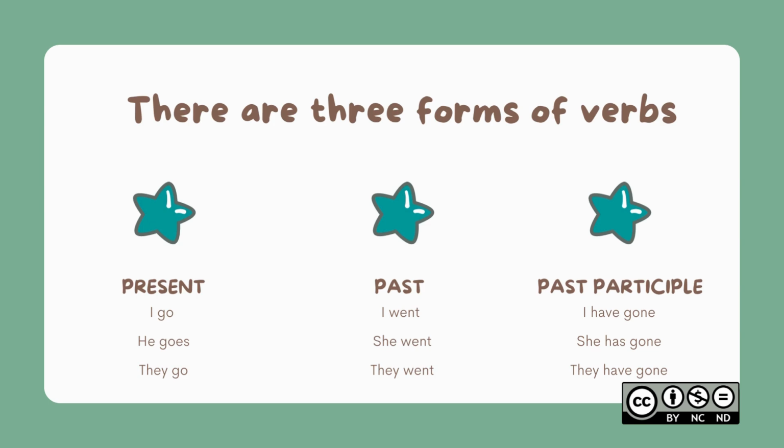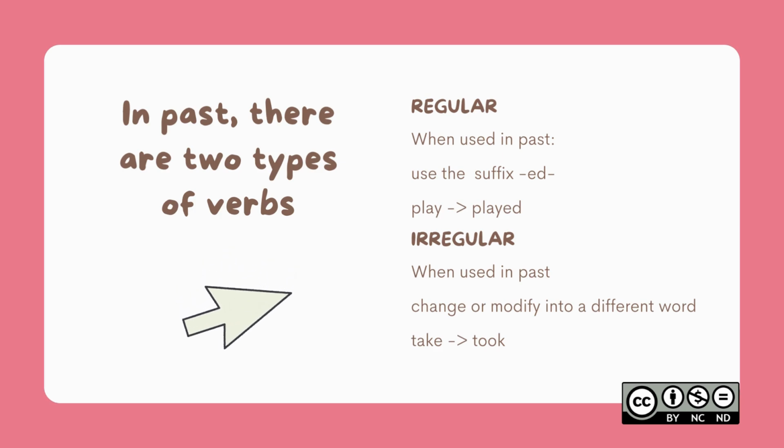Here's an example. When you use go in present, you usually say, I go to the movies or I go to the gym. If you say he, you say he goes to the movies or she goes to the gym. But when we say it in past, you would say, I went to the movies or she went to the gym. That's past. We have to modify the verb in past to express ourselves in past.